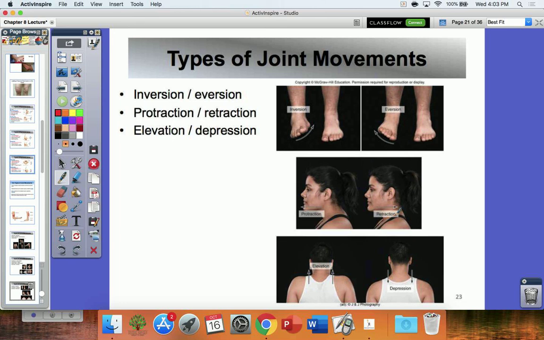To elevate and to depress. Elevate means to bring higher. Depress means to go lower. So we can elevate our shoulders and we can depress our shoulders. Elevation means they're going upward. Depression means that they're being pushed downward. If you've ever done any exercising, you've probably been told to elevate and depress your shoulders during a warm-up.